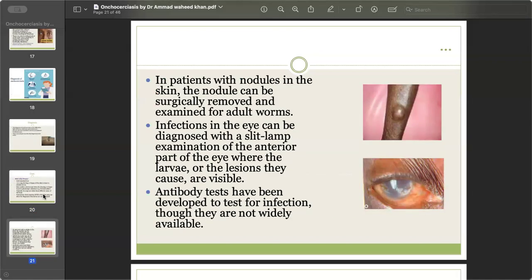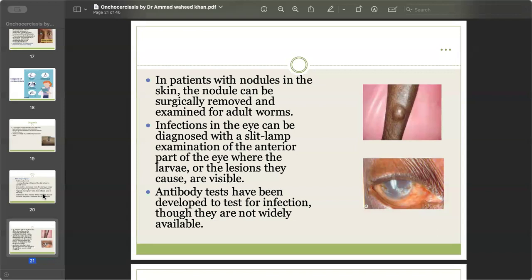In patients with nodules in the skin, the nodule can be surgically removed and examined for adult worms. Infection in the eye can be diagnosed with a slit lamp examination of the anterior part of the eye, where the larva or the lesions they cause are visible.